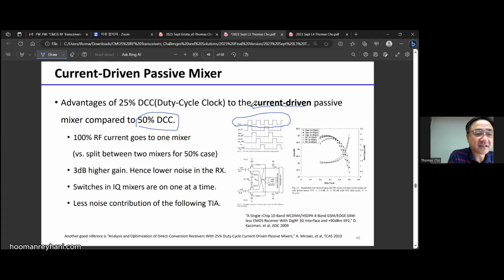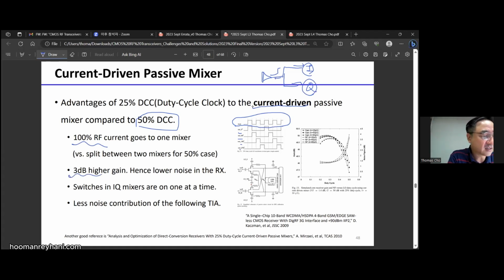First thing is that this LNA goes to the I mixer and the Q mixer. If you have this 25% duty cycle, the LNA current goes either to I or Q, only one at a time. If you have 50%, they're always connected to both I and Q. So the current has some division, but if you have a 25% duty cycle, only one of the mixers is connected to the LNA output. So 100% of the RF current goes to the mixer.